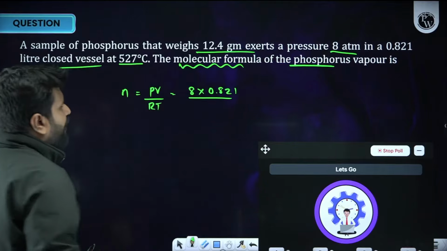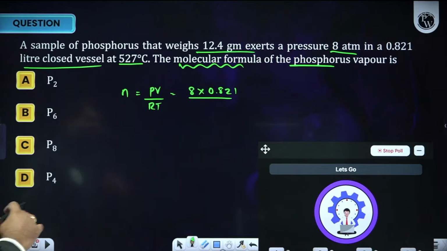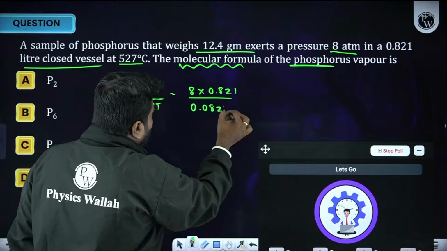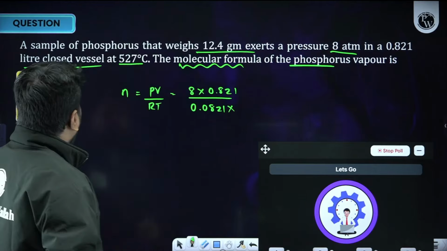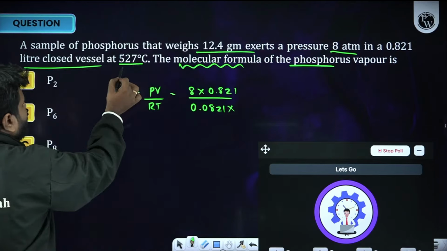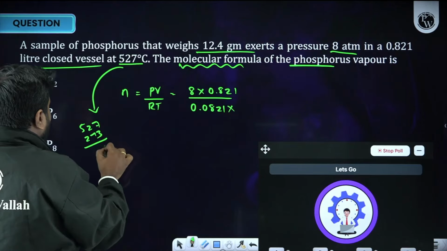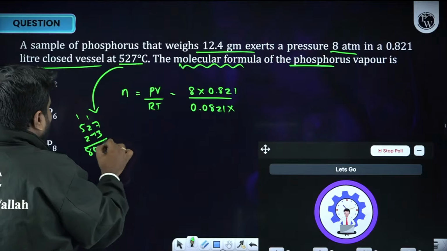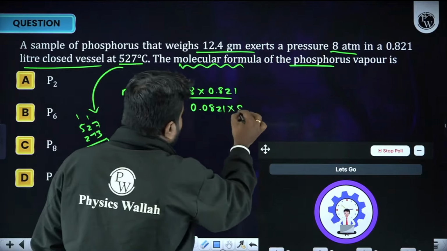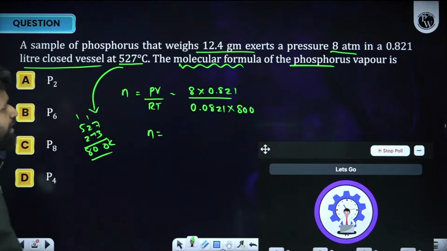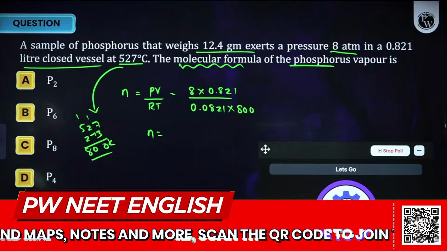What will be the R value? Since we are dealing in liter atm, the R value will be 0.0821, into temperature. What is the temperature they have given? 527. So 527 means how much Kelvin? 800 Kelvin. So into 800. If I solve this, automatically I will be getting the number of moles.